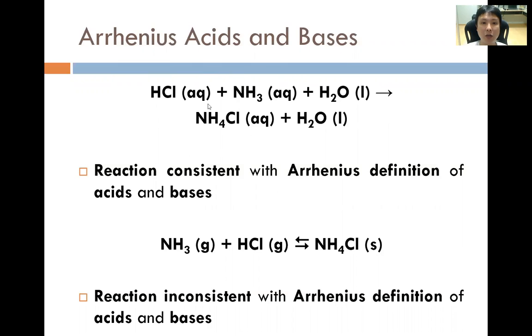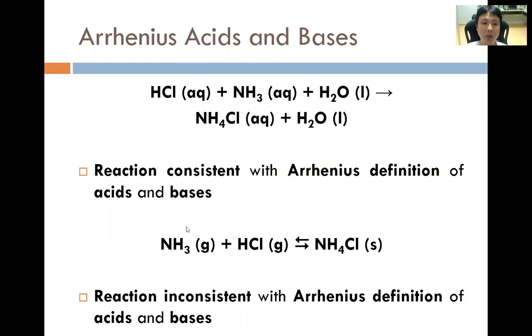When HCl, hydrochloric acid, reacts in solution with aqueous ammonia, you will form a salt and water. The hydrochloric acid dissolves in solution to form an H+ cation, while the aqueous ammonia dissolves in solution to form an OH- ion, and the H+ cation reacts with the OH- ion to form water. And this reaction in solution is consistent with the Arrhenius definition of acids and bases, since this one dissolves in solution to form H+, and this aqueous ammonia dissolves in solution to form OH-.